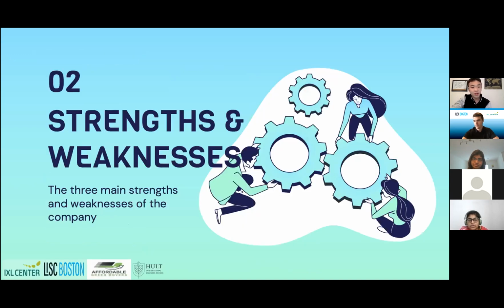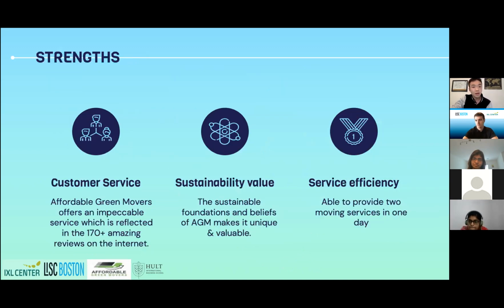So here are 3 specific strengths and weaknesses that we have found through our research. First one is customer service. On the strength side, we think that Ed and his team provide really top-notch customer service. Second one, the sustainability aspect of the company. And third one, the service efficiency. Ed was telling us that, in one day, sometimes they can do 2 services at a time.